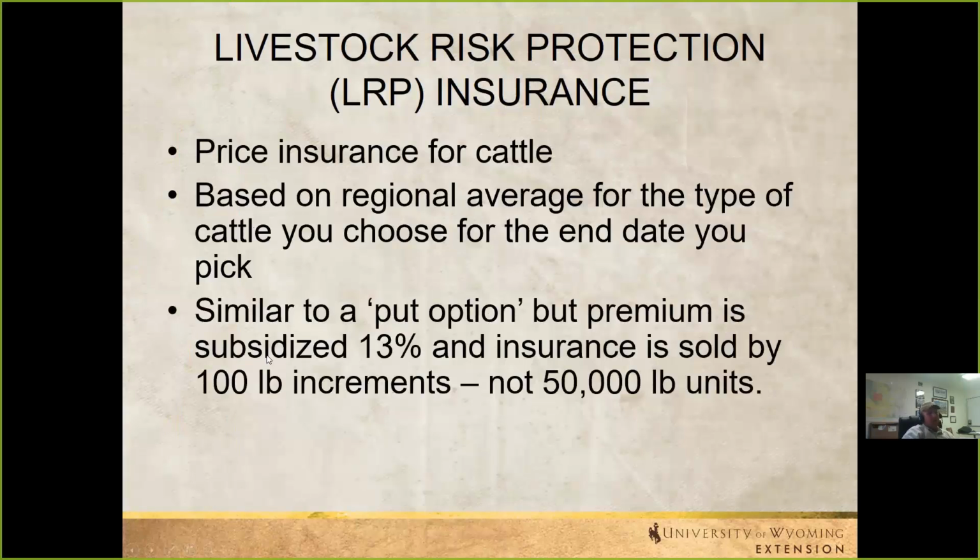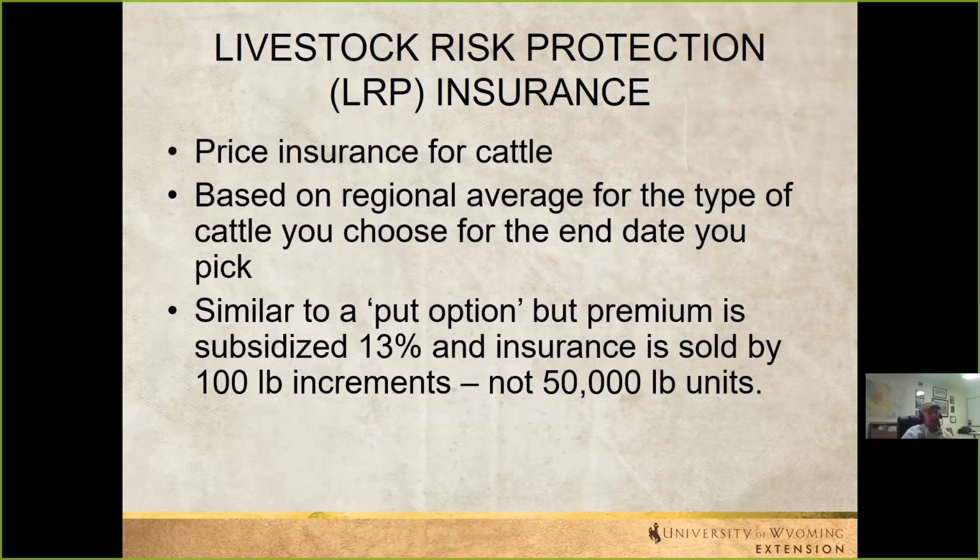Okay, if people are familiar with some different risk management tools, such as forward contracting, buying contracts, or put options. This is similar to a put option. And a put option, what you do is you're buying a minimum price, and then you're allowing any upside movement in the market, you can still participate, okay? And that's what this does as well. So it's similar to a put option, but the premium is subsidized 13%. Okay, so the federal government is interested in ranchers managing their market risk. So the federal government said, hey, we're willing to subsidize this product by, and their point was 13%.